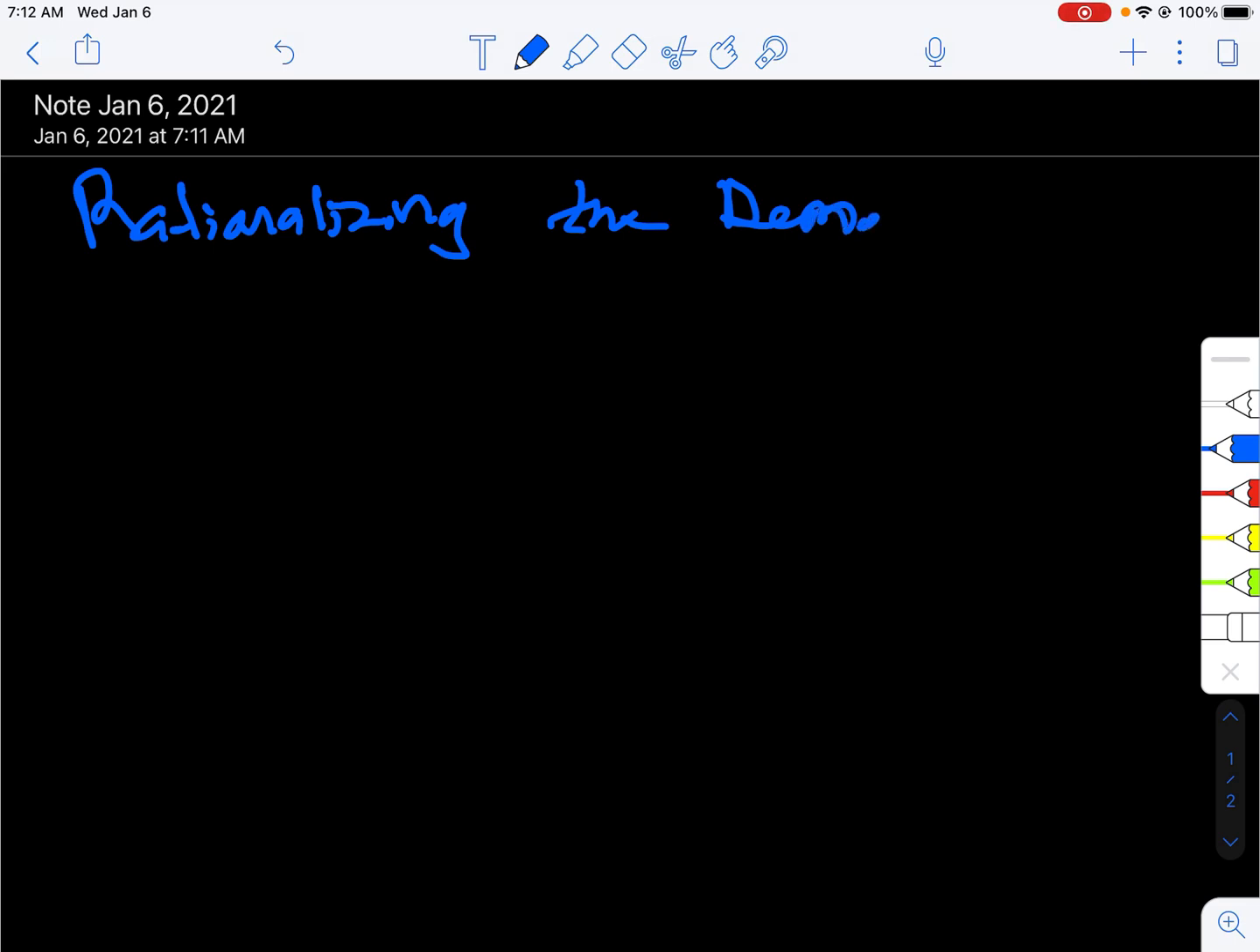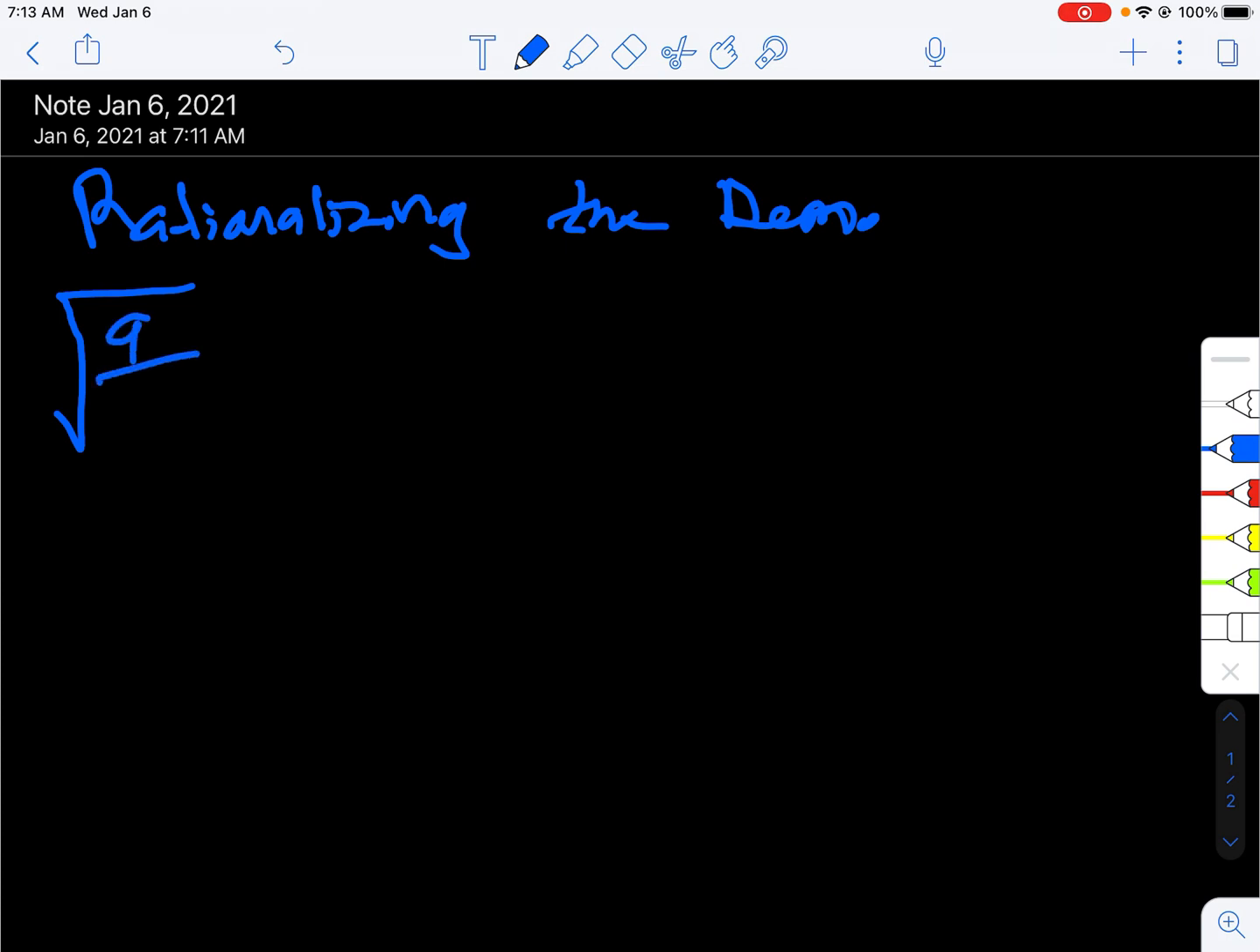When we work with square roots in math, we do not like to have square roots on the bottom of a fraction. So we would not want to see a fraction like this. We don't like square roots on the bottom. So what we do is we rationalize the denominator, and we make it so that there's not a square root on the bottom. So what I mean by that is this.